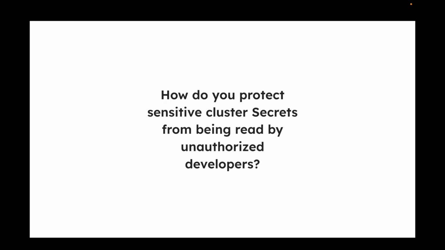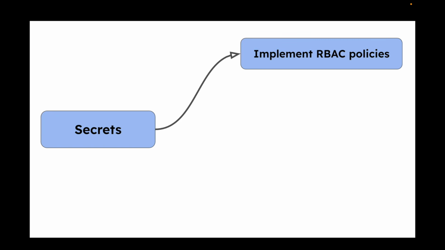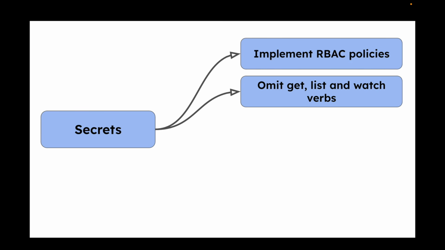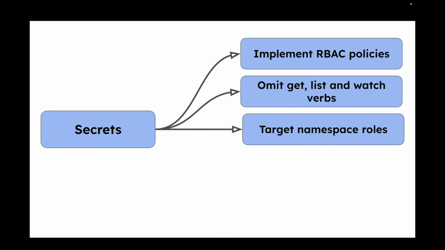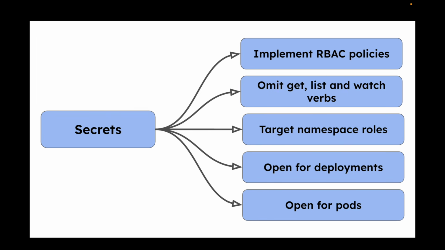The next question is, how do you protect sensitive cluster secrets from being read by unauthorized developers? For this, you can implement fine-grained role-based access control policies that explicitly omit get, list, and watch verbs for secret resources within the target namespaces, roles, while keeping their access open for standard deployments and pods.